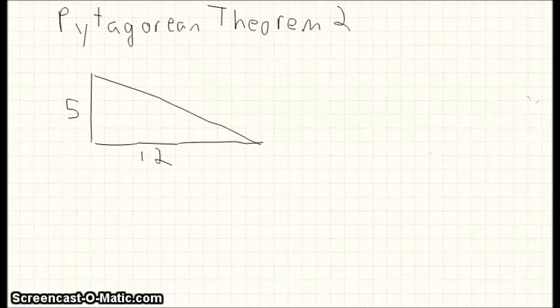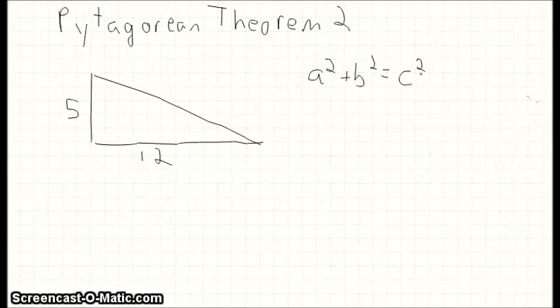Alright, so I told you I'd show you another Pythagorean triple. So here's one we got. Again, we're going to start with our formula: A squared plus B squared equals C squared. And here I have a 5 by 12 right triangle. So I'm going to do 5 squared as my A squared and 12 squared as my B squared. And that's going to give me my C squared.